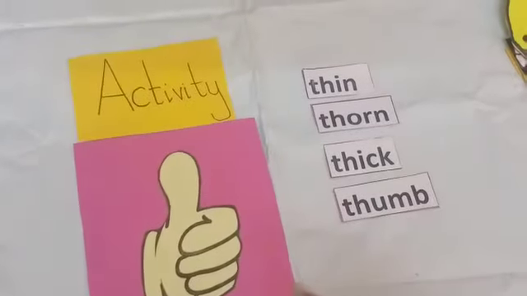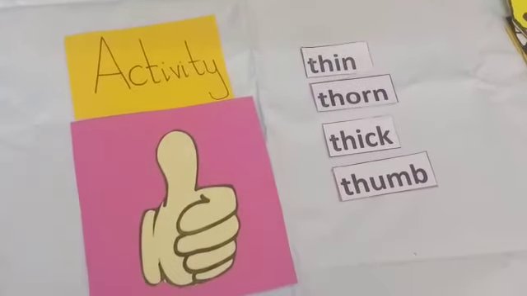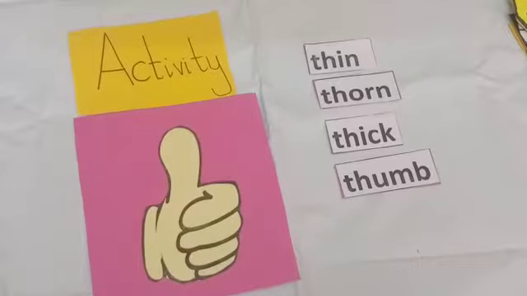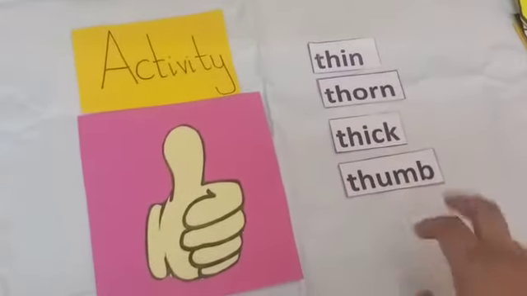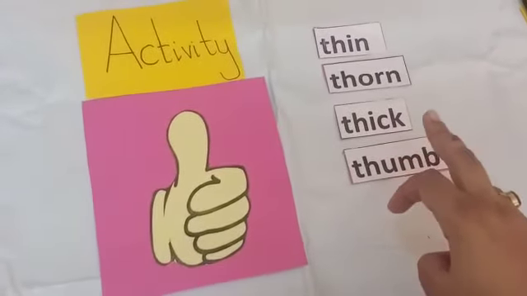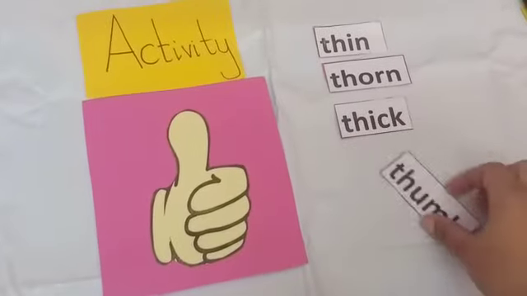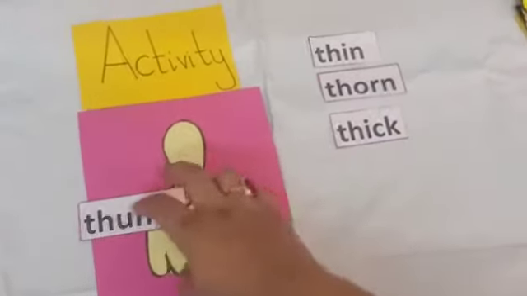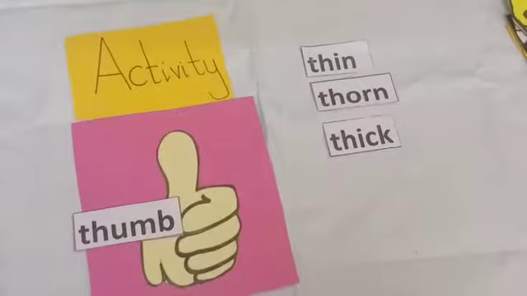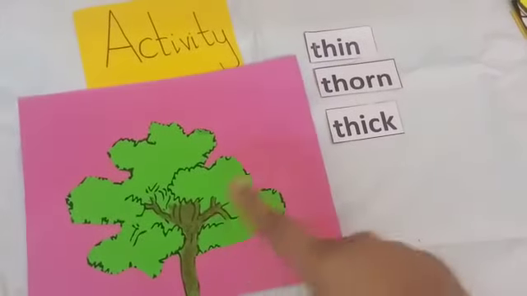Okay, look there. Which picture is this? Thumb. Tell me the spelling of thumb. Thumb. Okay, now find it from there. This is thin. This is thon. This is thumb. Okay. Thumb.